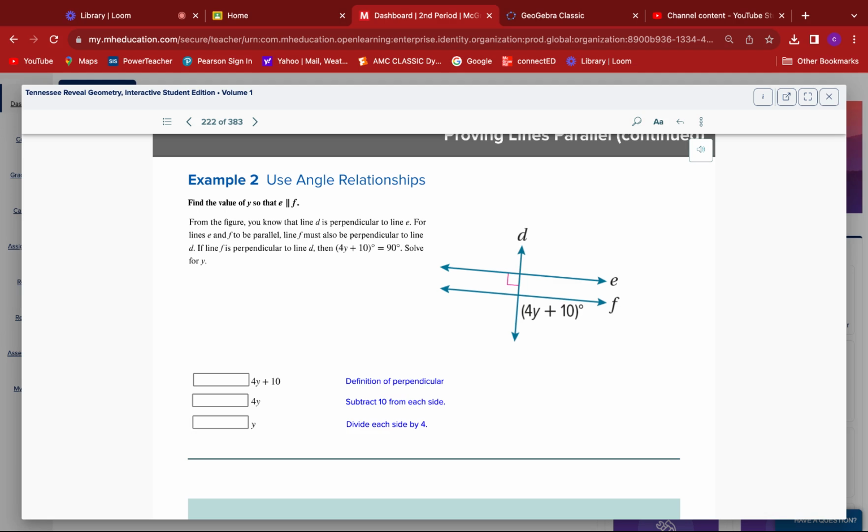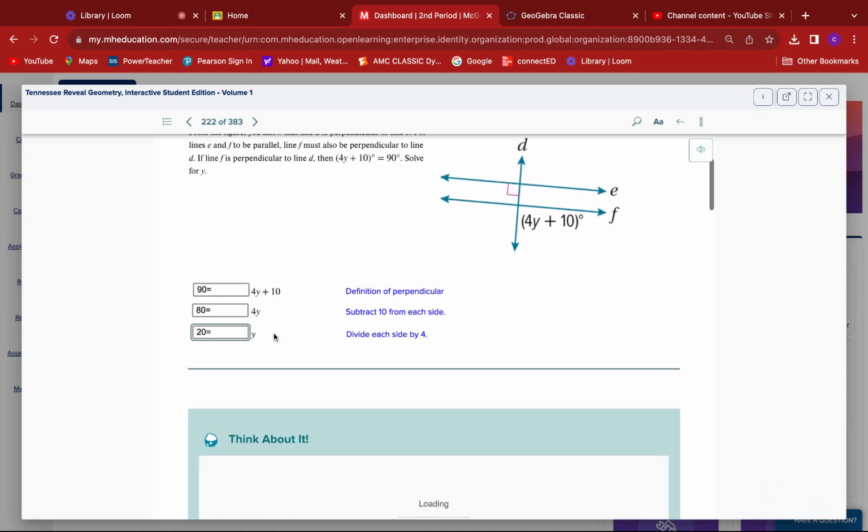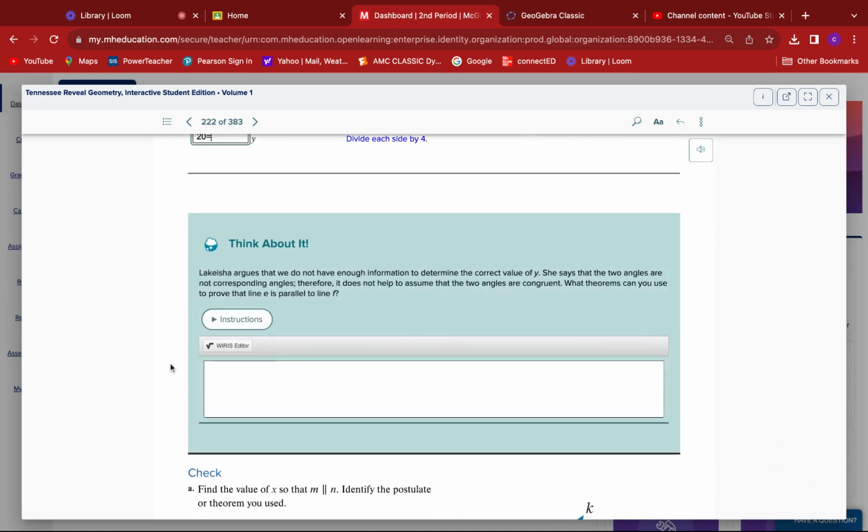If line F is perpendicular to D, then 4y plus 10 equals 90. Solve for y. All right, so 90 equals, that's the definition of perpendicular. Subtract 10 to the other side. So now minus 10 would be 80 equals. And divide by 4. So 80 divided by 4 is 20. 20 equals, because 8 divided by 4 is 2. And put in the 0. All right, so it looks like that is it.